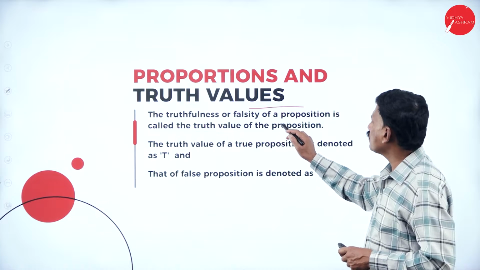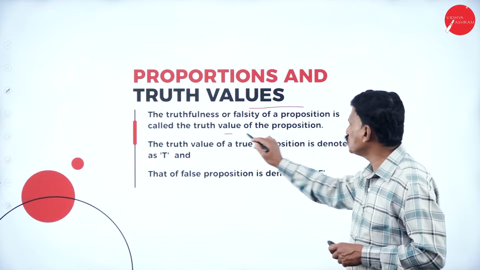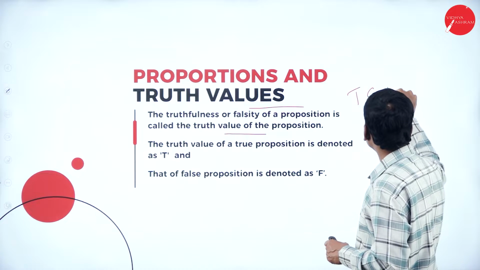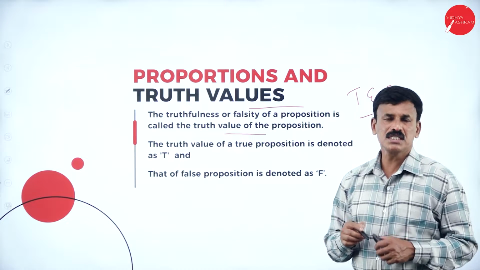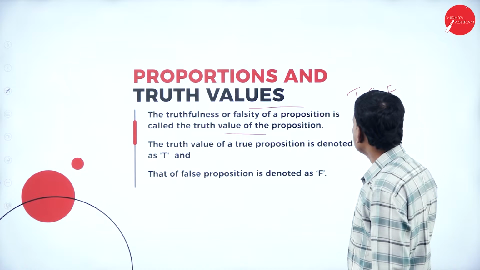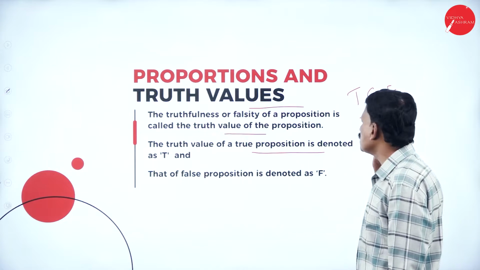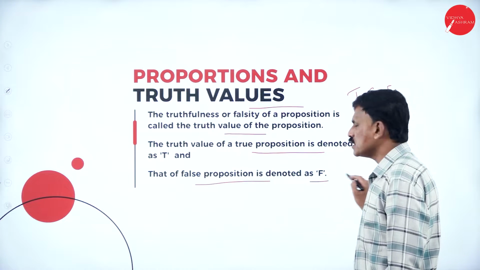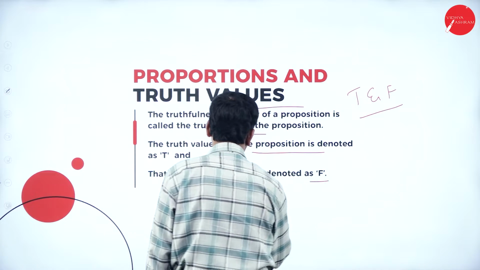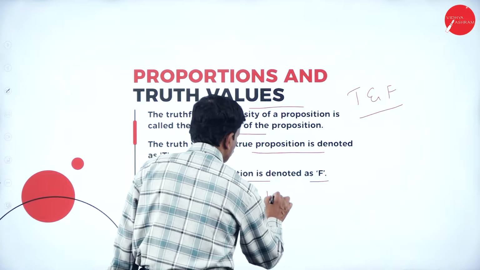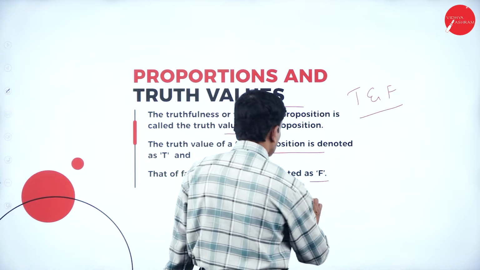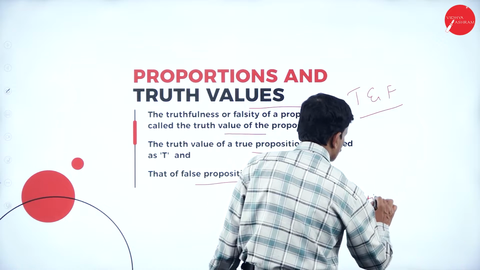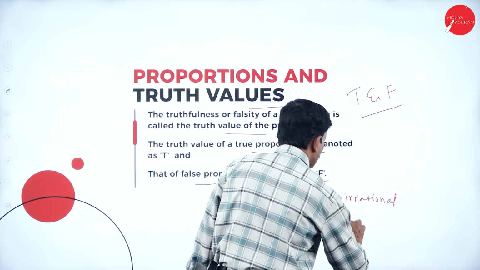The truthfulness or falsity of a proposition is called the truth value of the proposition, and they are denoted as T and F. If it is true, then it is called true. If it is false, then it is called false. The true proposition is denoted as T, and the false proposition is denoted as F. For example, let us take an example. P: root 2 is irrational. The truth value of this statement is T.